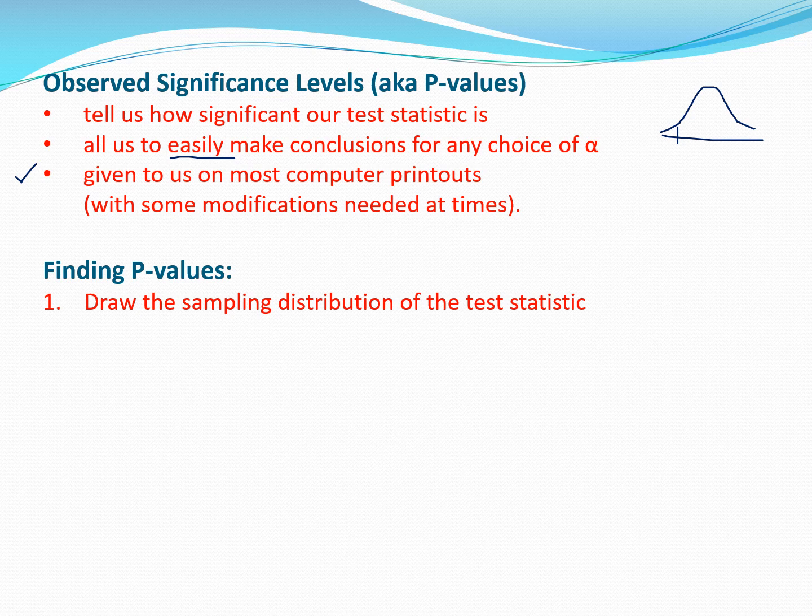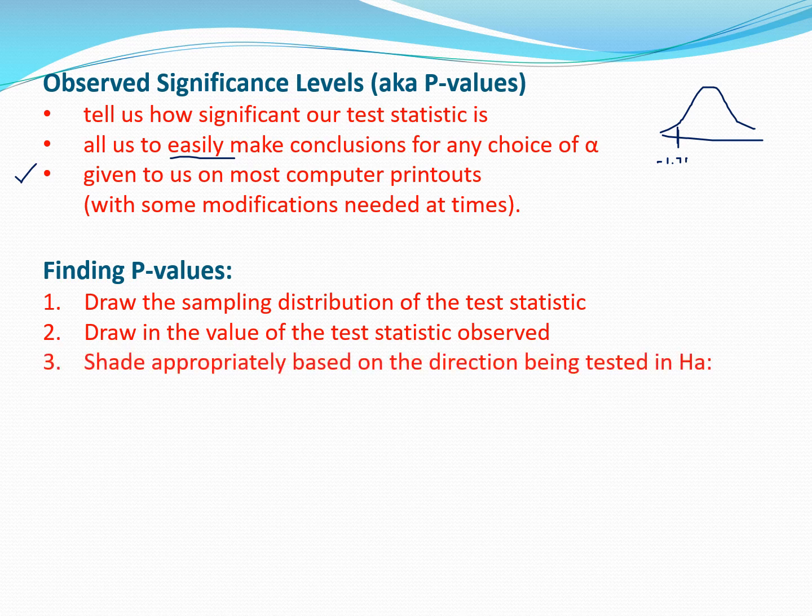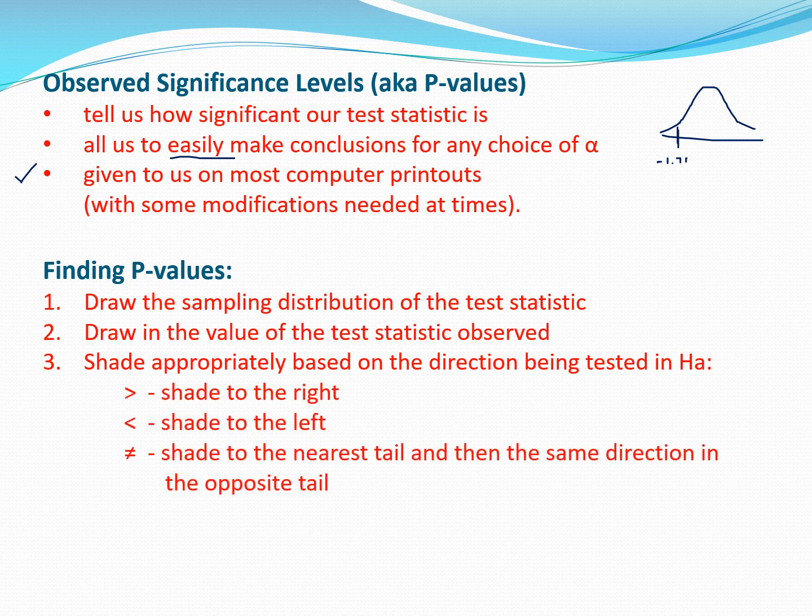So we start with the curve, and you can see I have a curve drawn in the upper right-hand corner here. Then we draw in the value of the test statistic. So in this case, there's the negative 1.71. And now when I ask you how far out there, it depends upon which direction you're looking. And so here's how I'm going to say it.